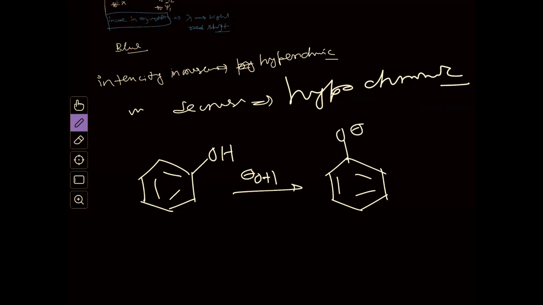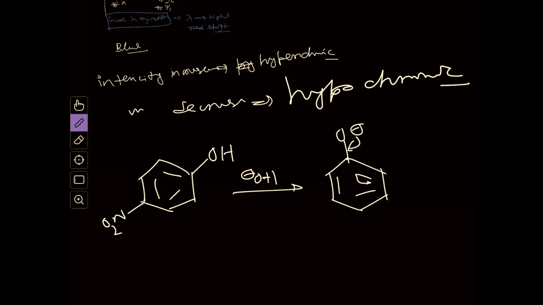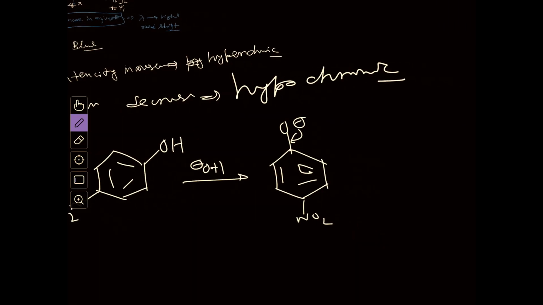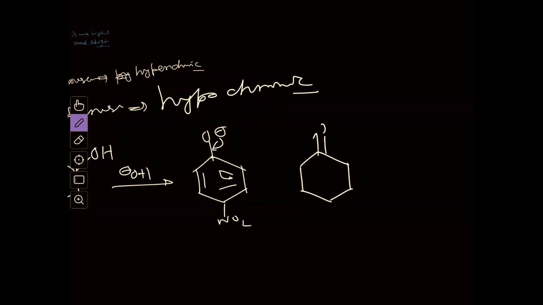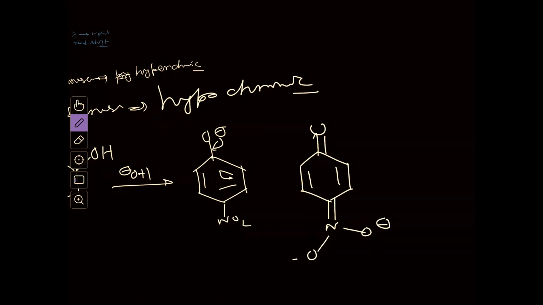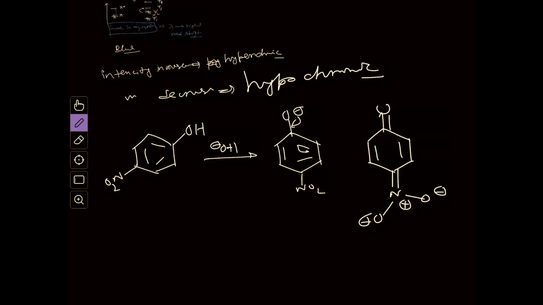And as you generate phenoxide, due to the presence of the oxygen negative charge, the conjugation increases, and this effect is more prominent when you have a conjugating group, like a nitro group at the para position. So then what will happen? You will have extended conjugation when you increase the basicity. So this is how the extended conjugation will occur, and you will have increased wavelength in your UV spectrum. So this is red shift.